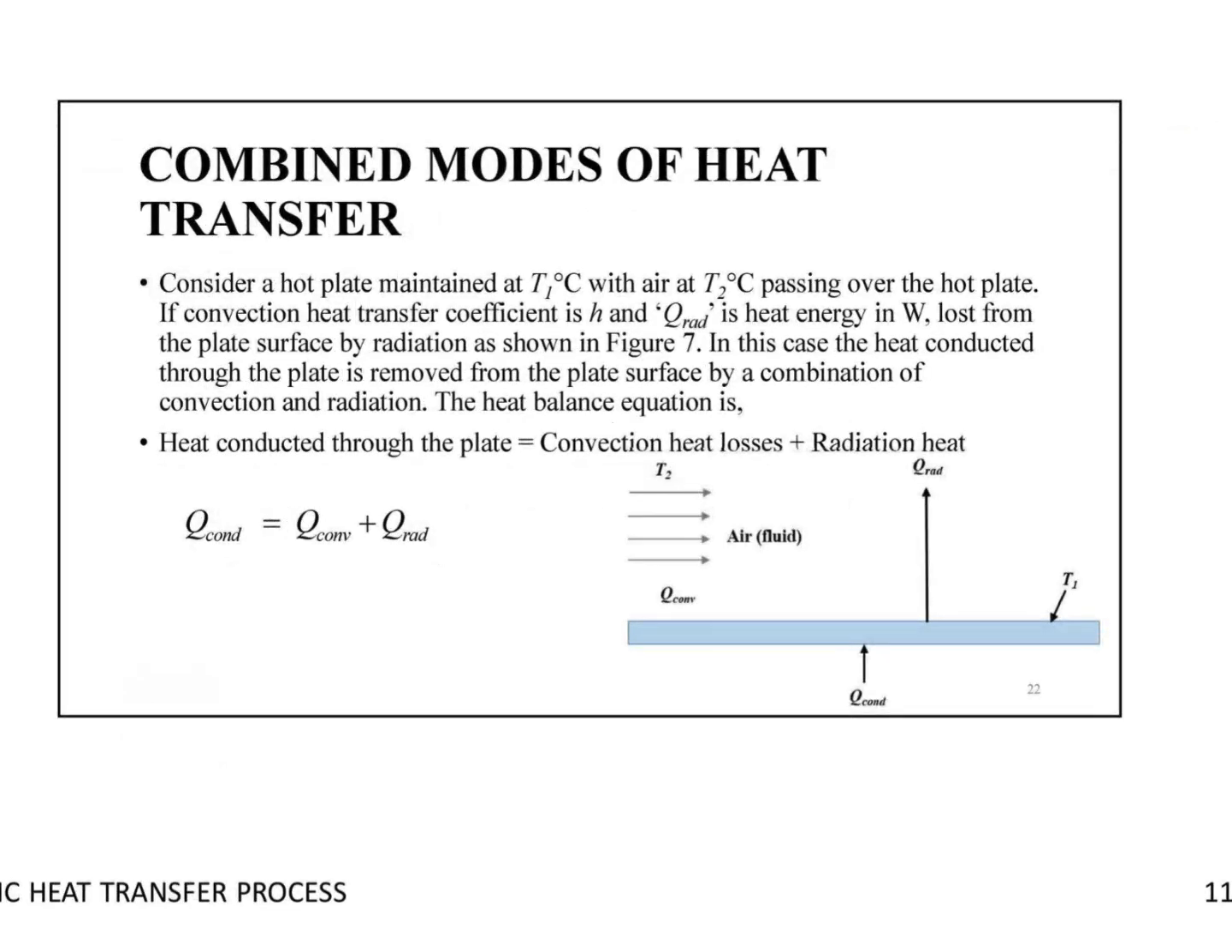Moving to next slide. Heat transfer example, plate and air. Imagine a hot plate at 77 degrees Celsius with air at 75 degrees flowing over it. Heat leaves the plate through a combination of convection and radiation. So the total heat loss equals convection plus radiation losses.